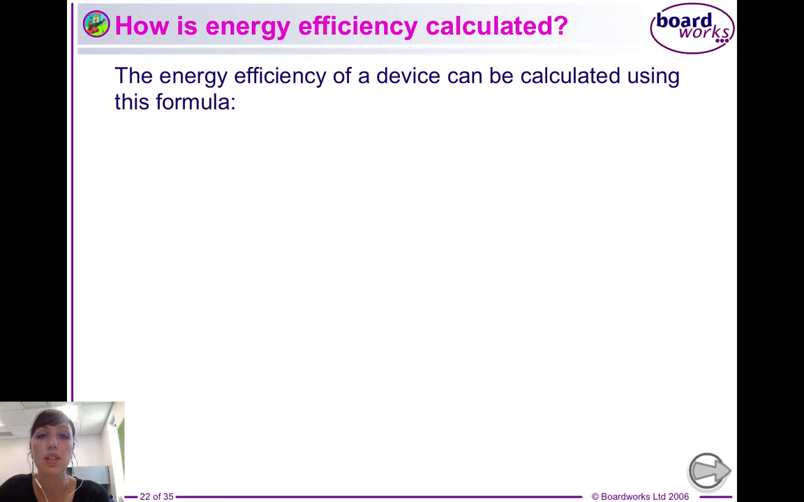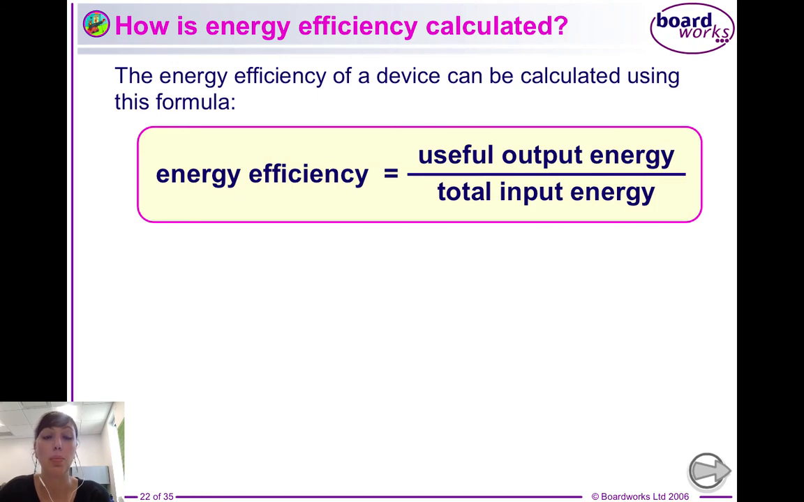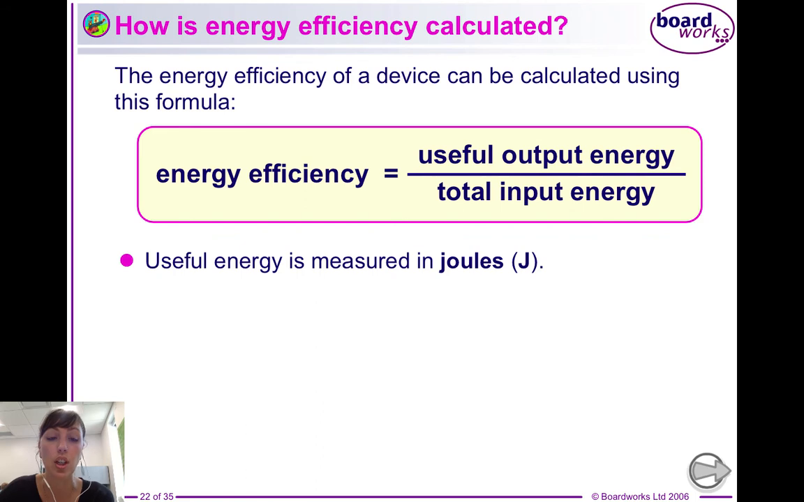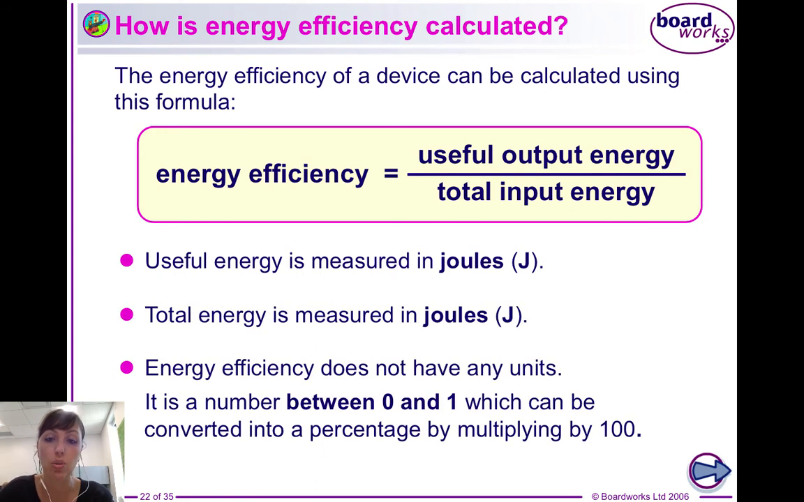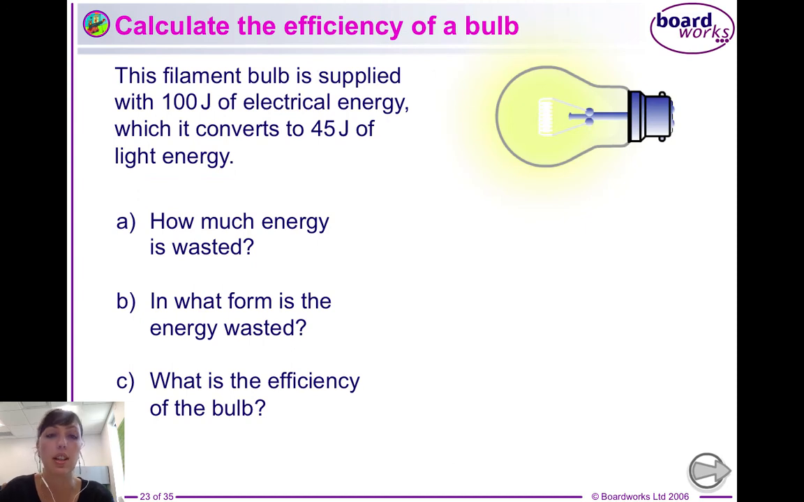The energy efficiency of a device can be calculated using this formula: energy efficiency equals useful output over total input. This is a pretty simple equation, easy to remember, and very useful. Useful energy is measured in joules. Total energy is measured in joules. And energy efficiency does not really have any unit. It's a number between 0 and 1, which can be converted into a percentage by multiplying your final number by 100. Let's look at an example.